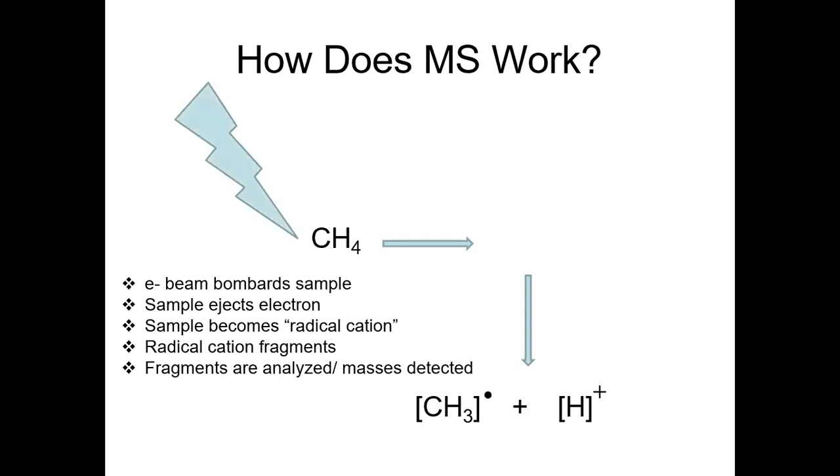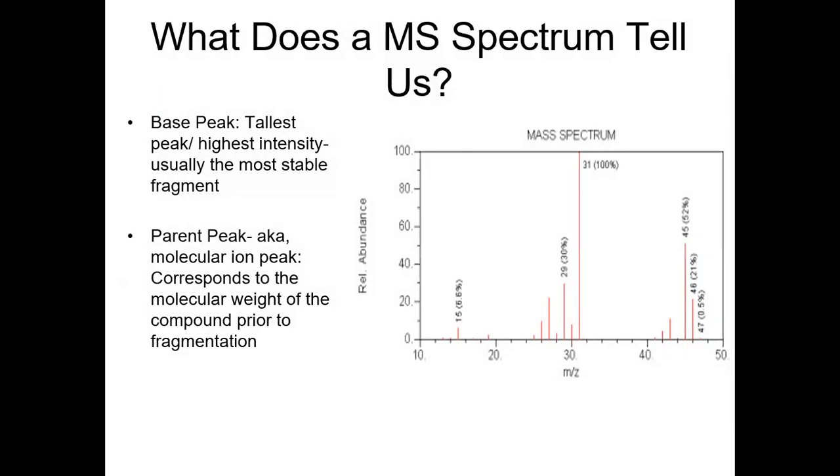The sample becomes a radical cation, the radical cation gets broken into pieces, and the fragments get analyzed accordingly. All right, so let me pull up a sample, and let's talk about the mass spec, the actual spectrum. The mass spectrum looks like this, where you have on the x-axis m over z.